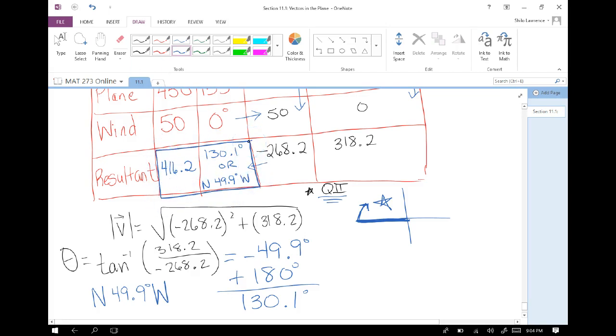So the pilot is actually steering this plane 135 degrees at 450 miles per hour. But once it encounters that wind pointing in a different direction, it's slowing us down. So even though the pilot is trying to go 450 miles per hour, the wind is slowing us down to 416.2. It's also pushing us slightly off course because it's pointing in a different direction. The pilot is steering us 135 degrees, but once we come in contact with the wind, it's putting us off about 5 degrees, and the direction of the plane actually ends up at 130.1 degrees.